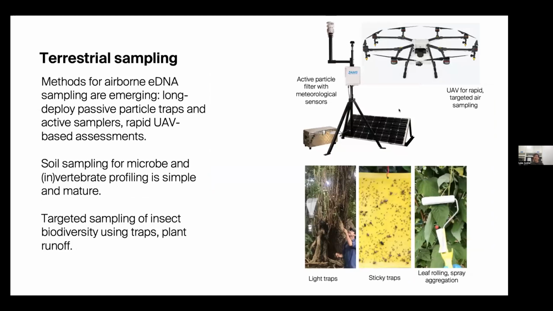Terrestrial sampling, as I said, we are employing various kinds of pumps and traps, and that can be things that use the power of water to aggregate insect DNA, say, from leaf rolling or spray aggregation, or it can be these other really large-scale aggregators that suck what is incredibly rare DNA out of the air and preserve it on site.